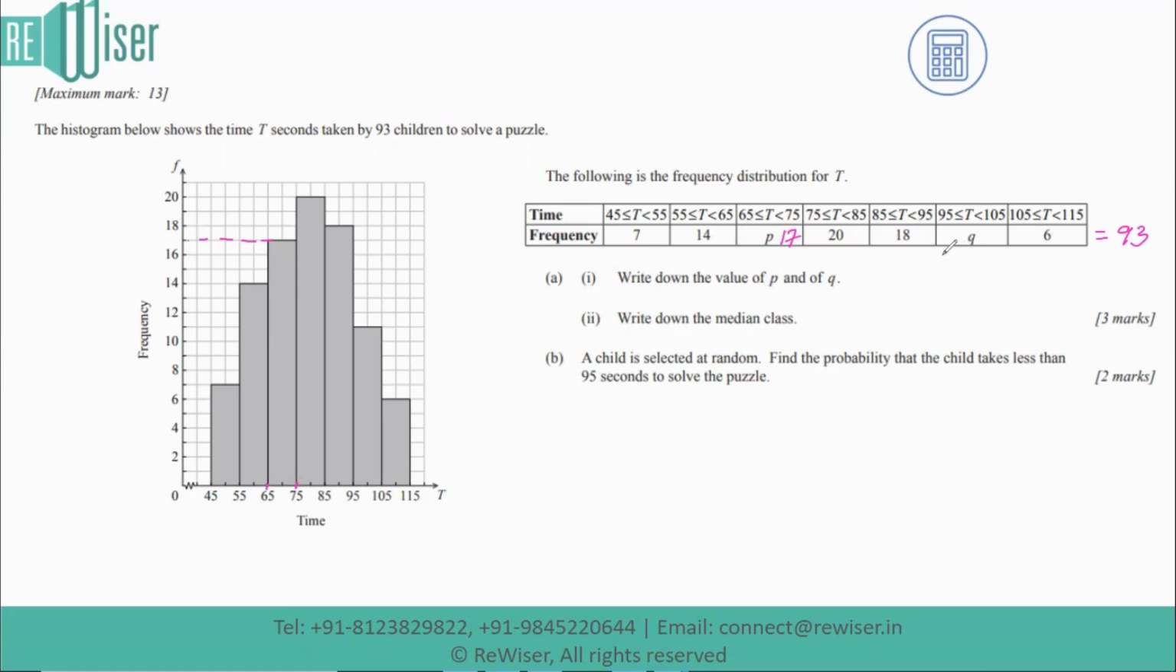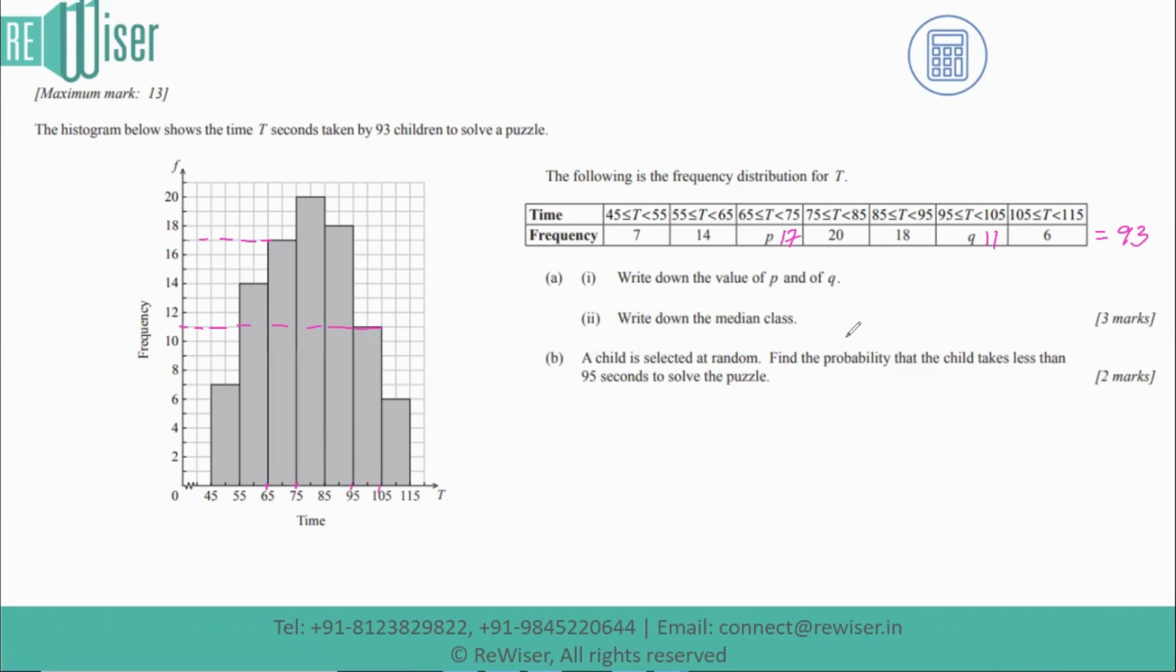And if I talk about Q, the number of students who took the time between 95 to 105. So 95 is here, 105 is here. These are the number of students, so it's clearly 11 students. So these are the values of P and Q.